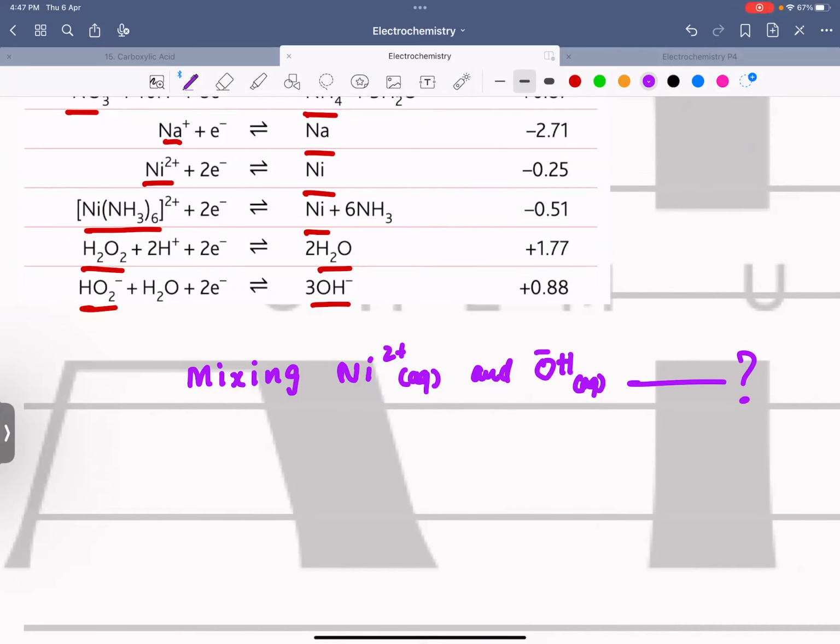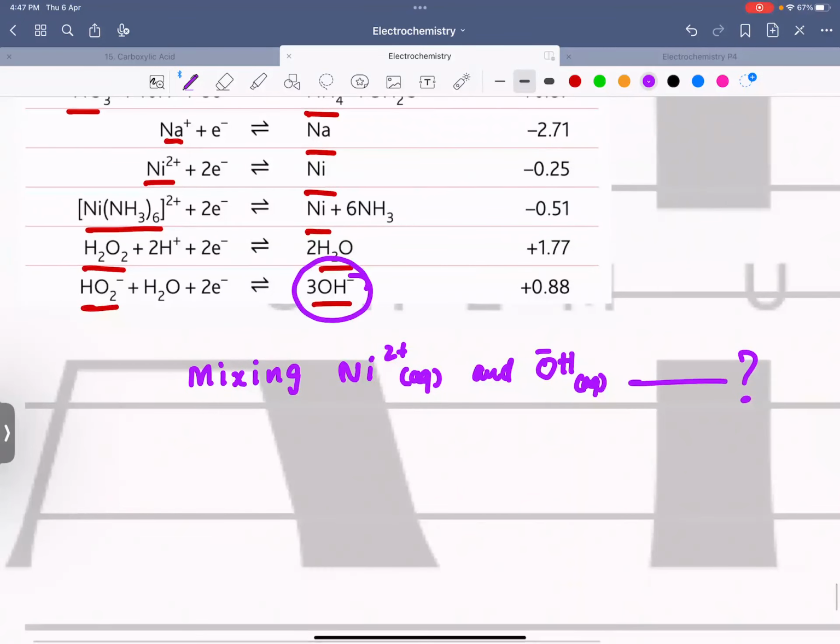Think again. What we said is that the one having a greater E naught value would undergo reduction, and the one with a smaller E naught value would undergo oxidation. So see, here I have a hydroxide ion, right? I hope everybody chose this equation. And here I have a Ni2+, right?